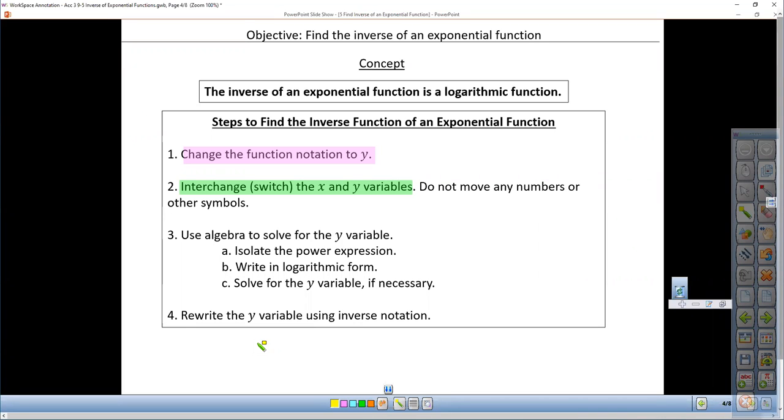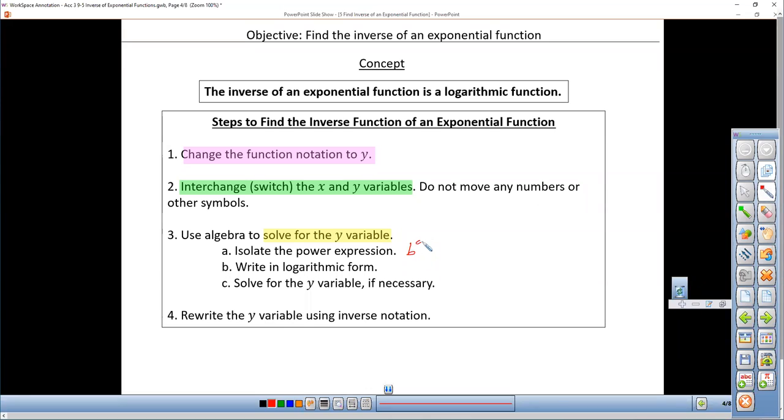Then we begin using our algebra skills to solve for the y variable. One of the procedures we can use is to isolate the power expression. So if there's anything which would be the base and its exponent, like b to the power of a, we get that part by itself. If there's anything added to this or subtracted from it or times it or it's being divided by something else, we're going to undo all of that using our reverse order of operations.